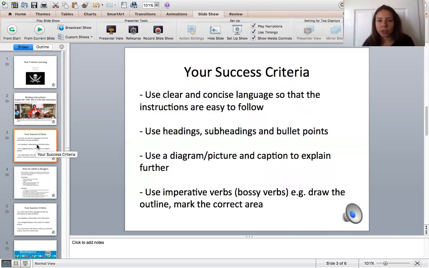So in your pack, your success criteria for this week is to use clear and concise language, to use headings, subheadings, and bullet points. And you might want to use numbers as well, and I'll show you how. Use a diagram or a picture and caption, and use imperative bossy verbs. For example, draw the outline or mark the correct area.